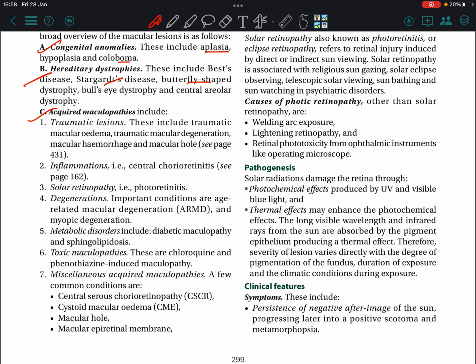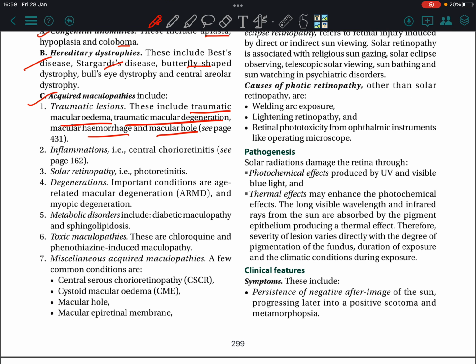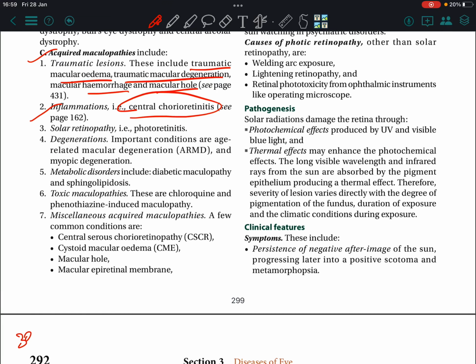Acquired maculopathy: traumatic lesions, including traumatic macular edema, traumatic macular degeneration, macular hemorrhage, macular hole; inflammation, central chorioretinitis; solar retinopathy, photoretinitis; degeneration, ARMD; metabolic disorders, diabetic maculopathy; toxic maculopathies, chloroquine, phenothiazine-induced maculopathy; miscellaneous acute maculopathy.